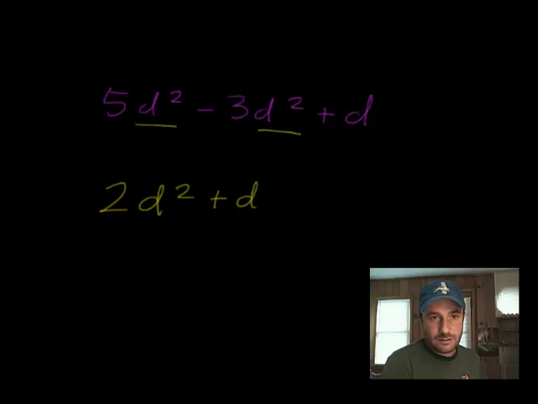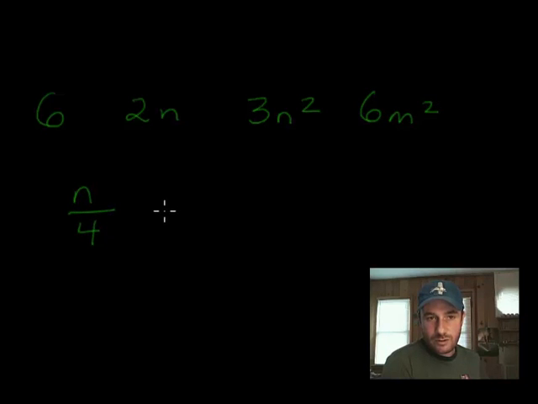Okay. Identify the like terms in the list. Here's one that I saw that you got wrong a couple times. It says identify the like terms. So here are the terms that they show: 6, 2n, 3n squared, 6m squared, n over 4, and 7.